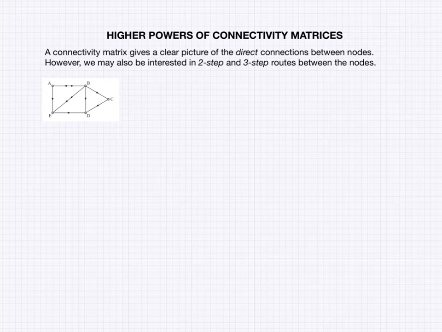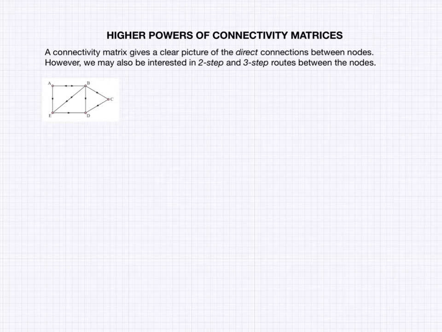This lesson talks about higher powers of connectivity matrices and how they're formed. Sometimes we might be more interested in the two-step and the three-step routes between nodes, particularly if we're looking at servicing each of these areas. So a connectivity matrix gives a clear picture of the direct connections between the nodes, but sometimes we want more than that.